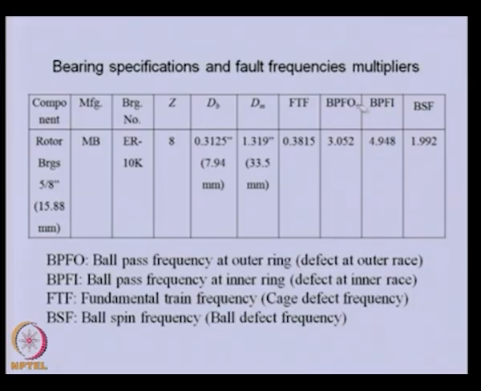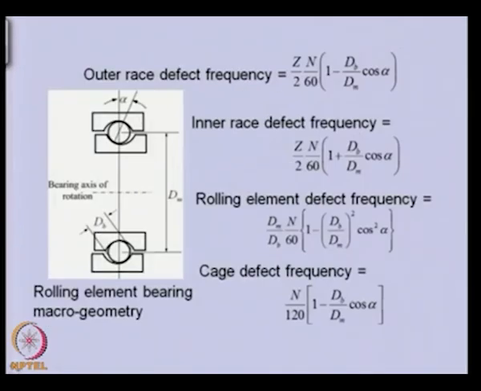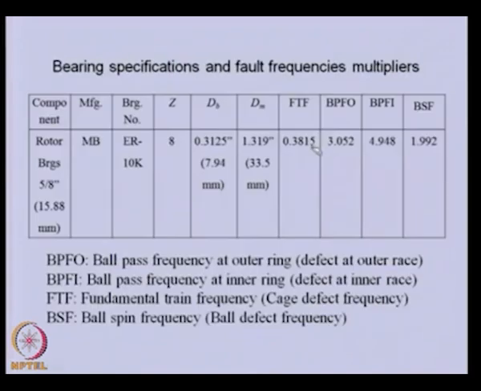The only thing is, the speed is not there in this. Whatever formula we gave, if we remove the speed part and the division by 60, these are the factors. So, you can see FTF is the cage defect frequency, BSF is the ball defect frequency. Similarly, this is the ball passing frequency for the outer raceway and this for the inner raceway. So, this is for the outer raceway defect, this for the inner raceway defect. So, these are the factors.